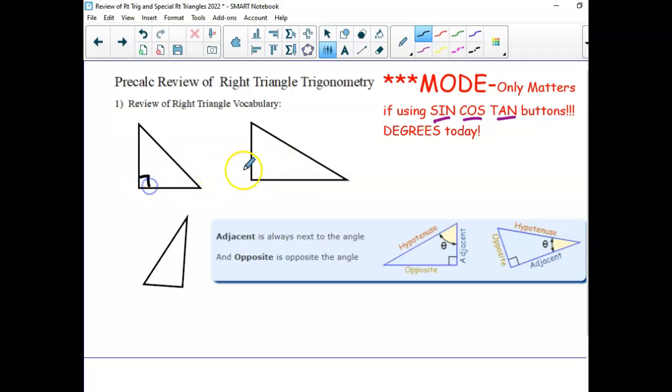All right, this is some basic vocab that you need when dealing with right triangles. Everybody's gonna know that there's a right angle somewhere. And then there are 2 acute angles that total 90 as well, because the whole thing totals 180. Everybody good?